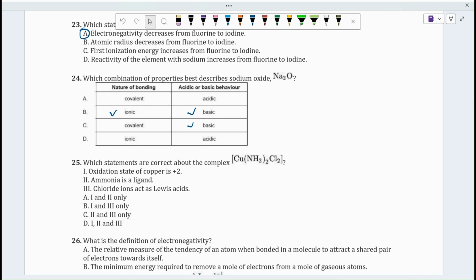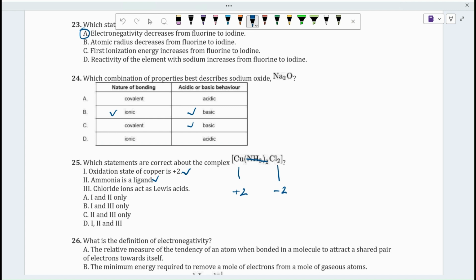What's true about this complex? Ammonia is a ligand. It is. Oxidation state of copper is +2. Well, we know ammonia is neutral. Chlorine will be -2. Looks like our complex is neutral as well overall, which means copper must be +2 to get us to 0. So that is also true.